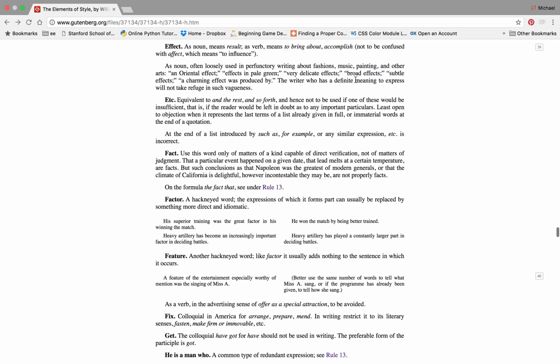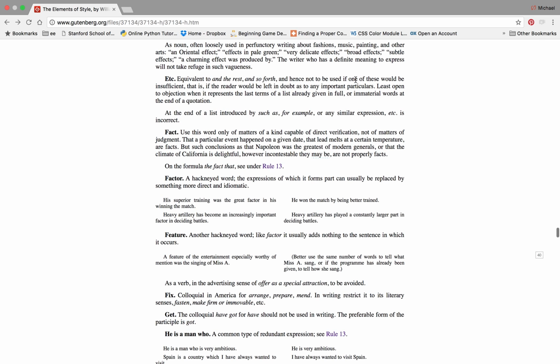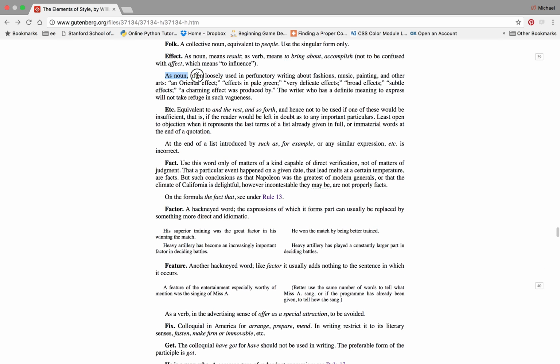So as a noun, and this is one of them, effect versus affect. As a noun, often loosely used in perfunctory writing, perfunctory meaning performing a specific task, like functional writing, not flowery, about fashions, music, painting, and other arts. An Oriental effect, effects in pale green, very delicate effects, broad effects. So very helpful to remember as a noun. It's loosely used in perfunctory writing about a lot of other things: Oriental effects, broad effects, subtle effects. A charming effect was produced by, and that's going to be the E. The writer who has a definite meaning to express will not take refuge in such vagueness.